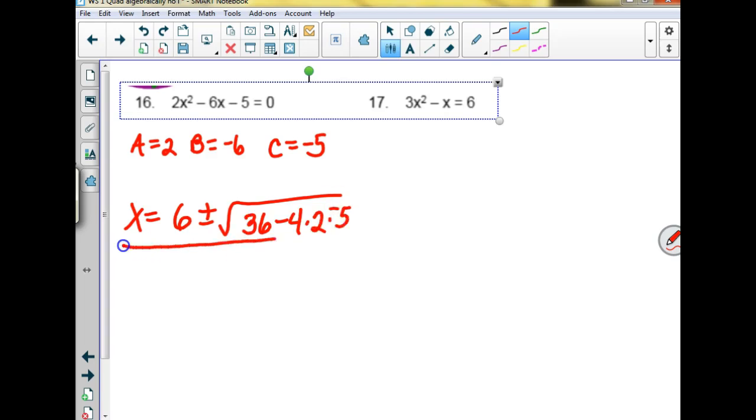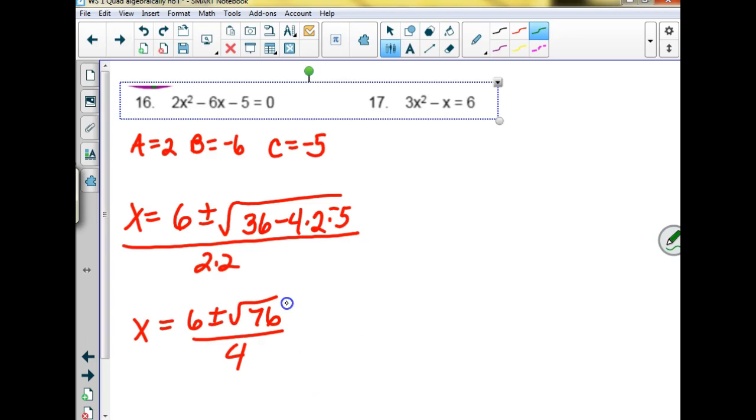What's somebody going to do now? This is going to turn out positive, right? 4 times 2 times negative 5. It's negative 40, but it's minus negative 40, so it's going to become plus. Just use your calculator. Should be 76, I think. Yes? Did someone type it? Type it: 36 minus 4 times 2 times negative 5. Okay.